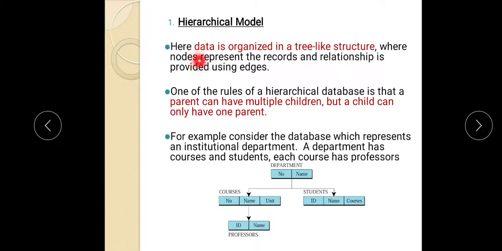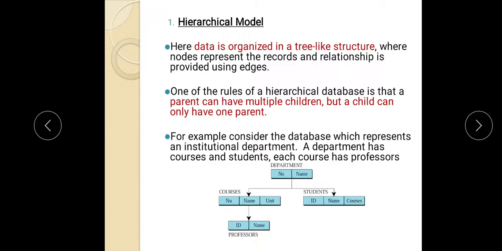So here data is organized in a tree-like structure where nodes represent records. These are called nodes, and these nodes are records or data. The relationship is provided using edges, so these lines represent a relationship. This department has a relationship with the course as well as the student. Now this course has a relationship with the professor.